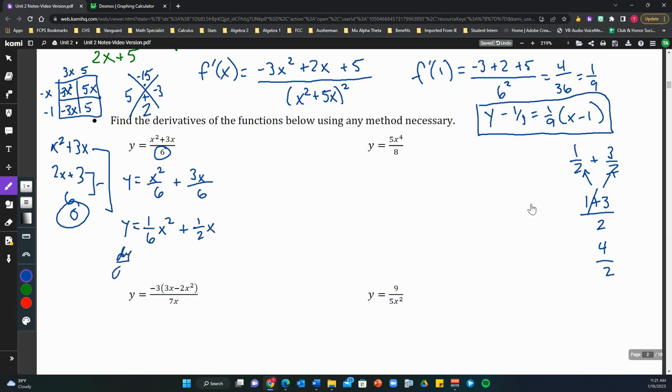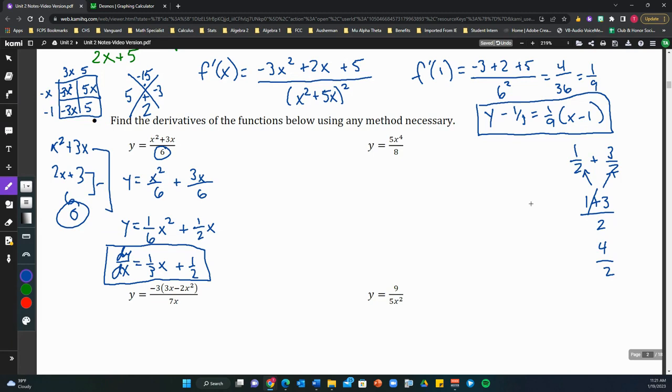So for dy dx, we bring down the 2. We get 2/6, which reduces to 1/3 x. And the derivative of the linear term is just that coefficient, 1/2. Now, after that, if you wanted to combine this back together to write it in that same fraction form, you can. It's not necessary, but you can if you really wanted to. So just keep that in mind.